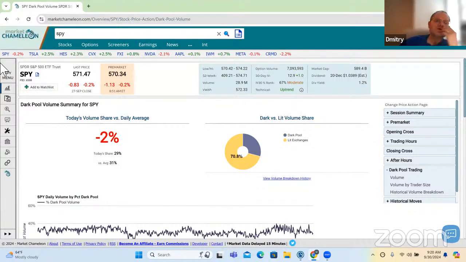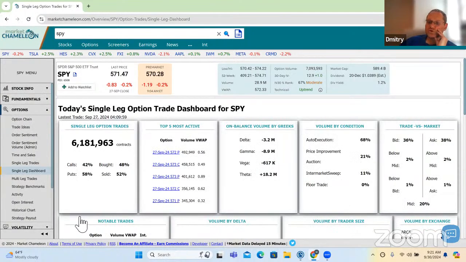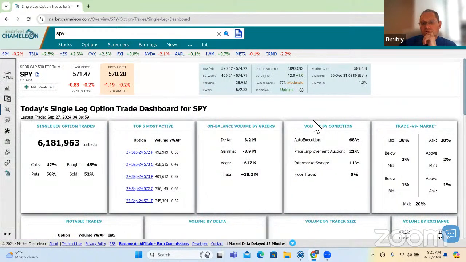Let me see if I could find where I would have the floor trade. Let's see if there are any in SPY. So a floor trade is kind of like a trade that gets negotiated. Here we didn't see any in SPY, or not enough to make a 1%. These are trades that use human touch.